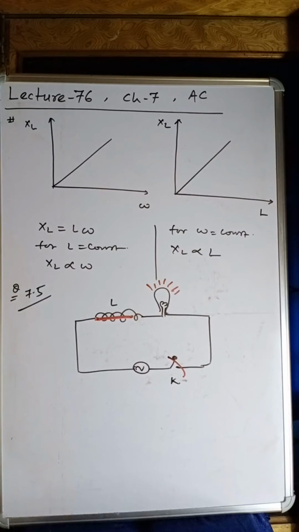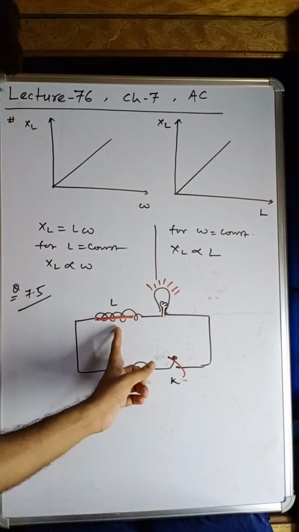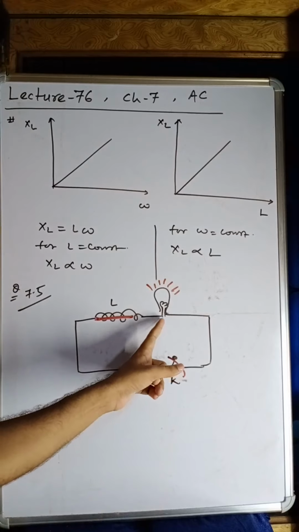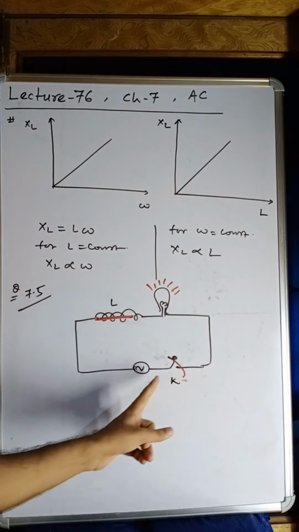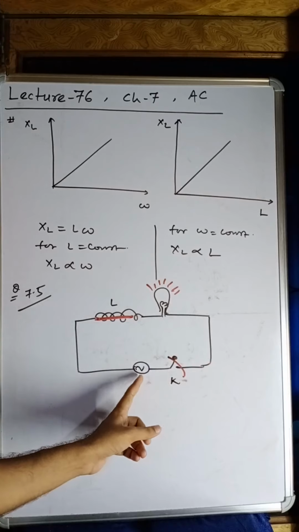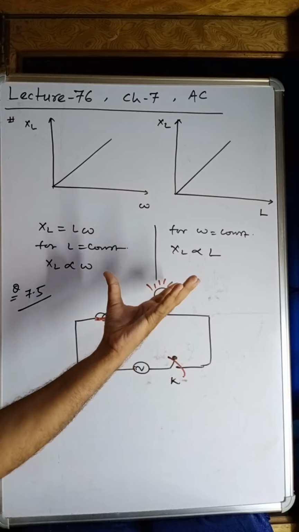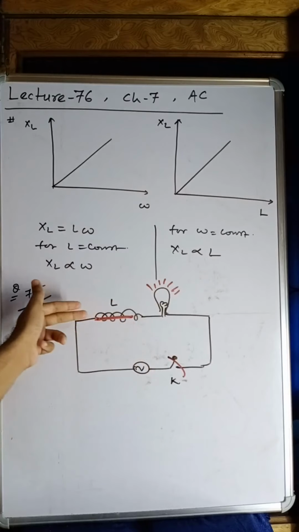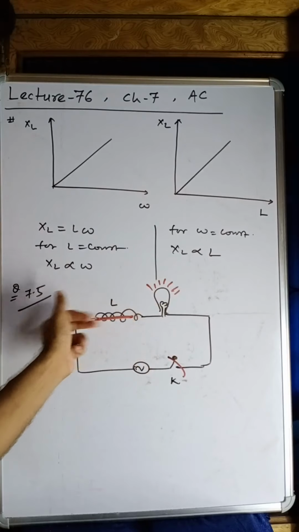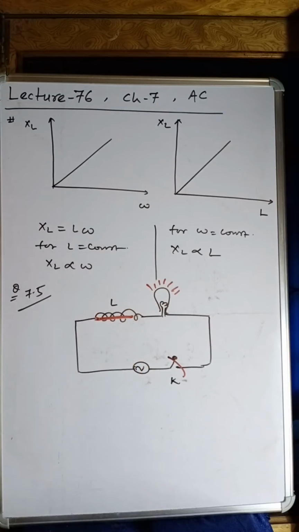Let me tell you again the question. An inductor connected with a bulb in series, which is supplied by AC source. When switch is closed, bulb glows. Now if you insert a ferromagnetic rod inside the inductor coil, what will happen to the glow of bulb?